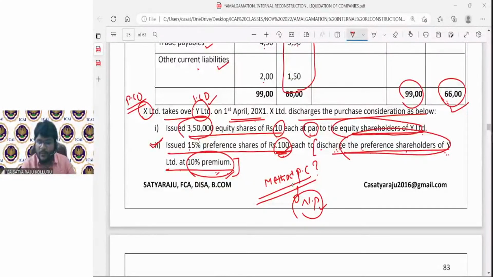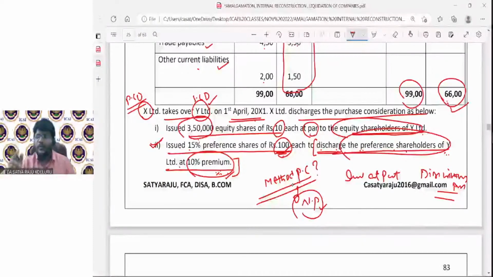Issued 15% preference shares of 100 rupees each to discharge the preference shareholders of Y Limited at 10% premium. If the premium component was given along with discharge, then discharge is with premium, then issue is at par. Here, issue at par, but discharge with premium. Do you understand? Whatever the existing face value of the preference shareholders, we are paying in excess of 10%. But the issued preference shares, we are issuing at the rate of face value. This is the meaning of the sentence in that problem.